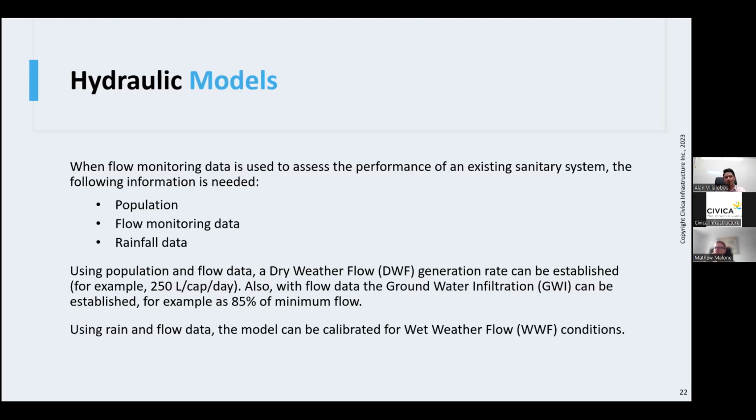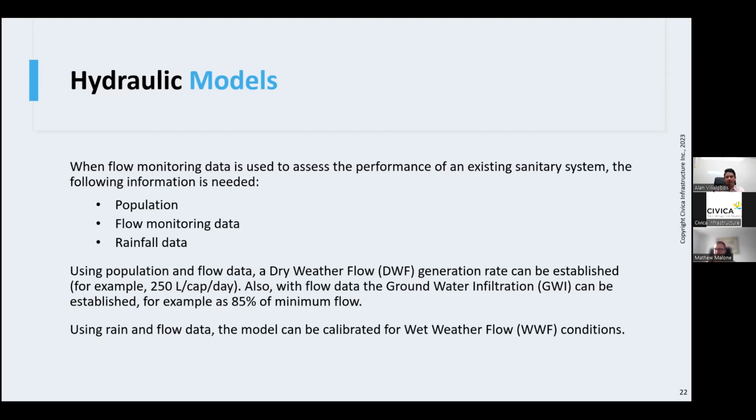Okay, so now the client decided to go and use flow data because they have it. So what do we need to develop the model? One, we need population, because the flow data will be assigned to the population so we can estimate the per capita flow rates. We also need flow data and rainfall data, because we are going to calibrate the model for both dry weather and wet weather flow. Now, the population, like I said, we need it to estimate the per capita flow rate.